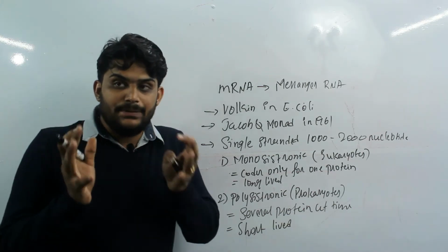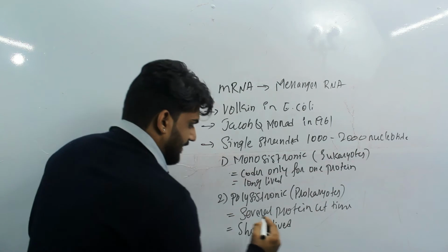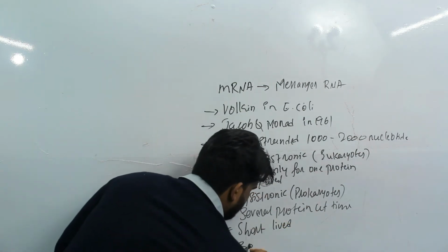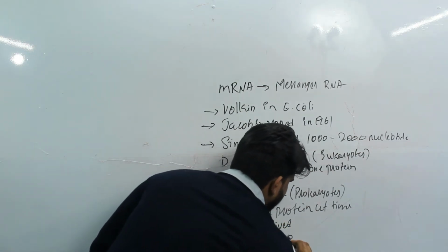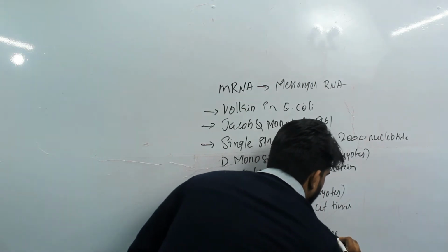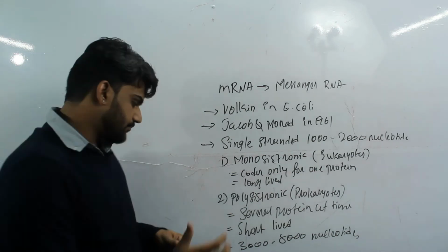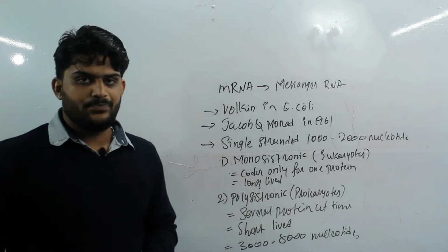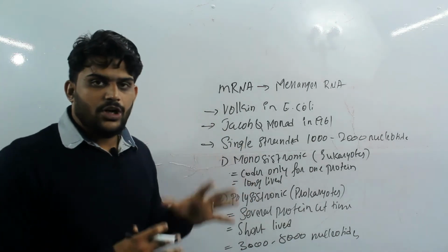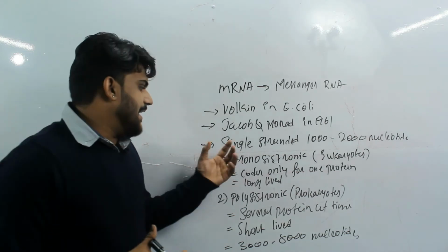It also has a very big number of nucleotides, around 3000 to 8000 nucleotides, which you can find in the polycistronic type of mRNA. Now we will see the diagram of both of them, and we are going to study the monocistronic type of mRNA.